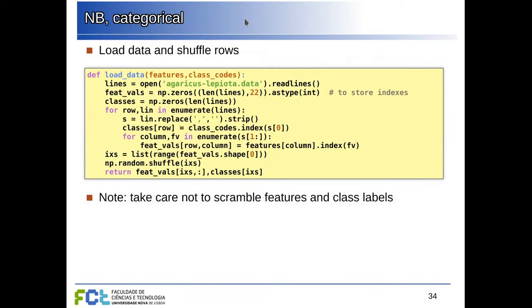Now we're going to load the data, and we're going to shuffle everything. So basically, we're loading the data file, and then we're going to loop through all the lines.